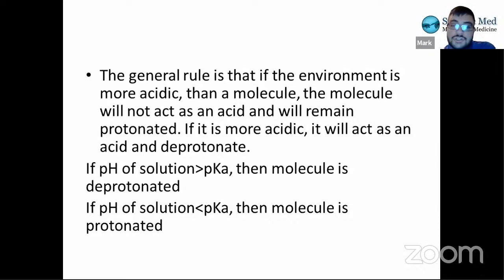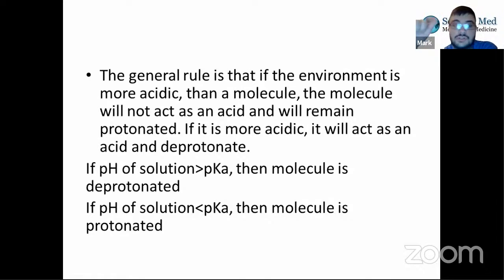If the pH of the solution is greater than the pKa of the molecule, then the molecule becomes deprotonated and acts as an acid. If the pH of the solution is less than the pKa, then the molecule is protonated. If it's an acid, it stays in its regular form. If it's a base, it will act as a base. This works for both acids and bases, because bases usually have a really high pKa. If the pH of the solution is greater than that, which is very rare, then the molecule will be deprotonated.